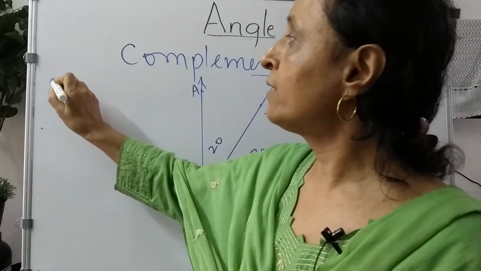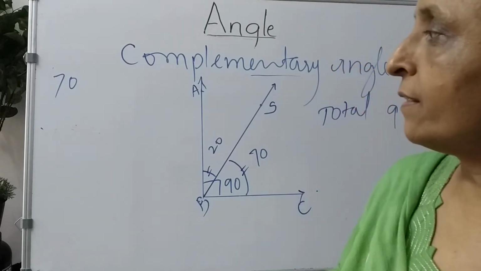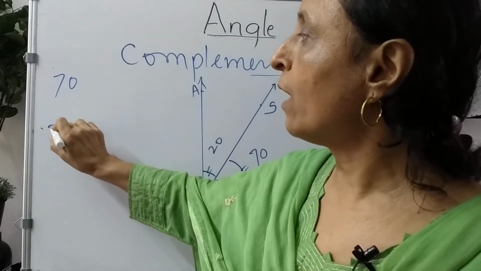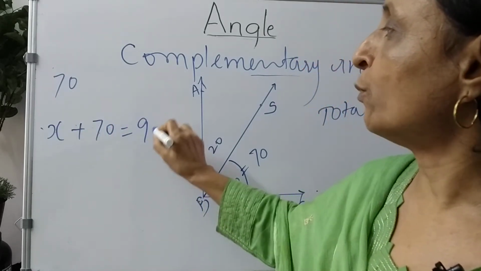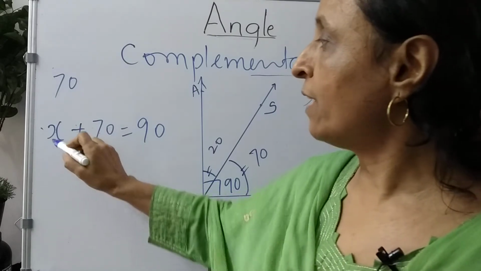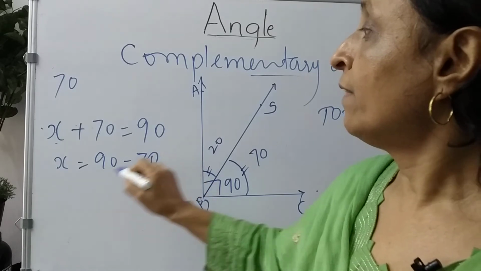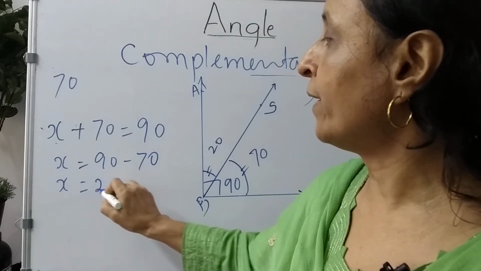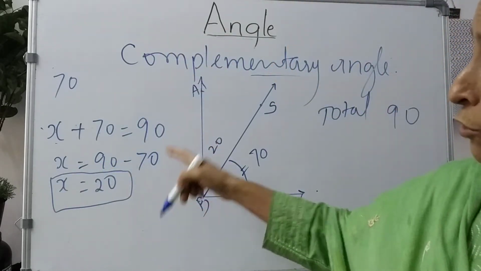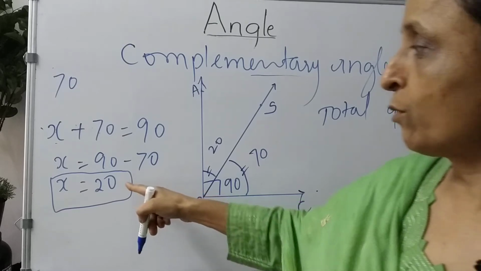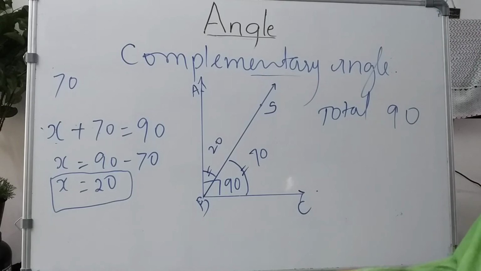So now if it is given one of the angles is 70, you just assume the other to be x and you add 70 and you total it to be 90. So now this x you can find out by 90 minus 70, that is x is equal to 20. So this answer you have got because you know this total has to be 90. So x is equal to 20. 20 plus 70 is 90.